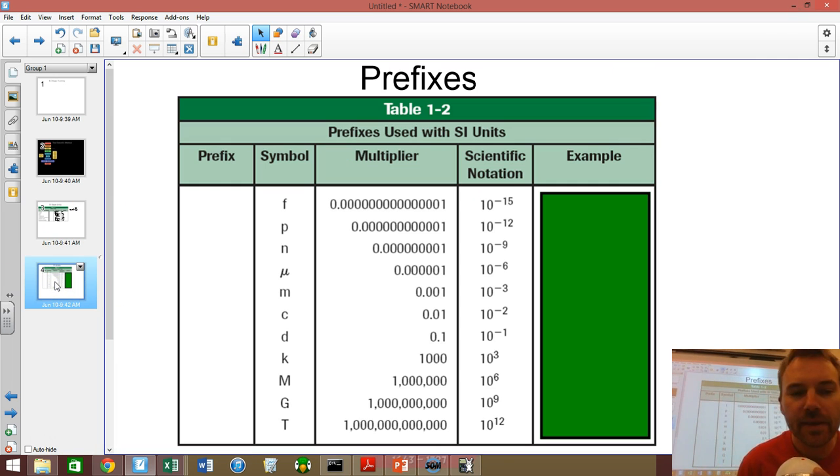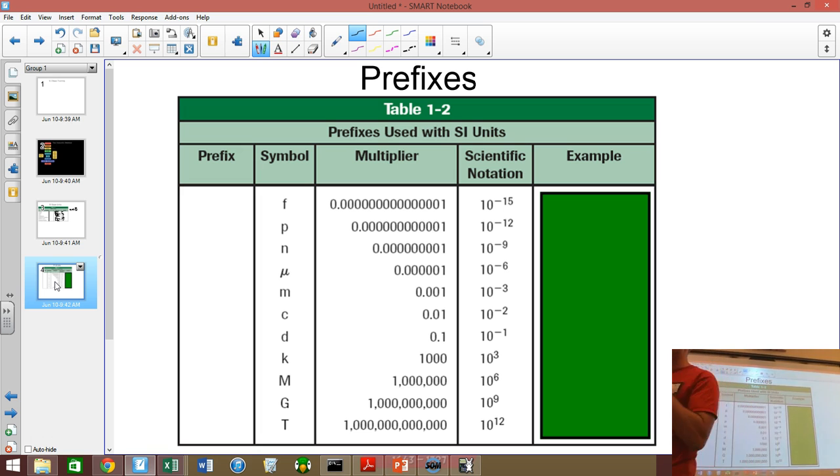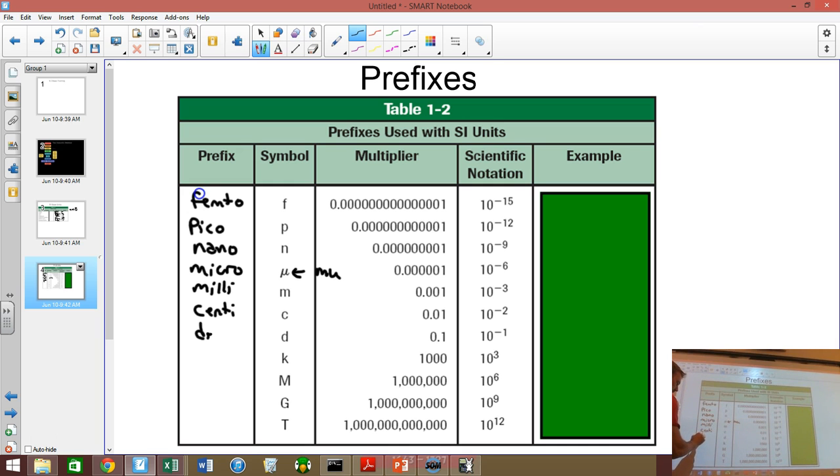The last part I want to talk about today is prefixes. These are things that go in front of our measurements to delineate how large. The prefix F stands for femto. P stands for pico. N stands for nano. This is the Greek letter mu, M-U, and it stands for micro. M is milli. C is centi. D is deci. K is kilo. Here is a divider. M is mega.